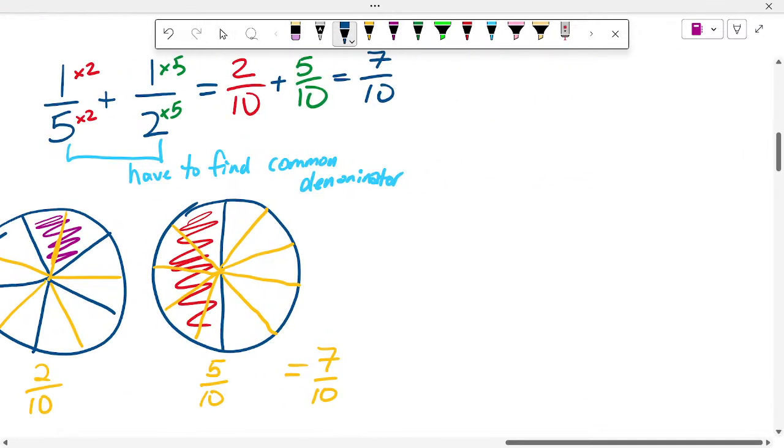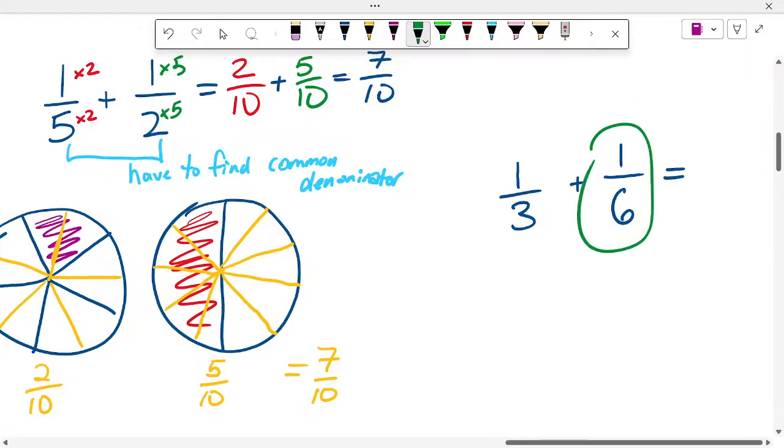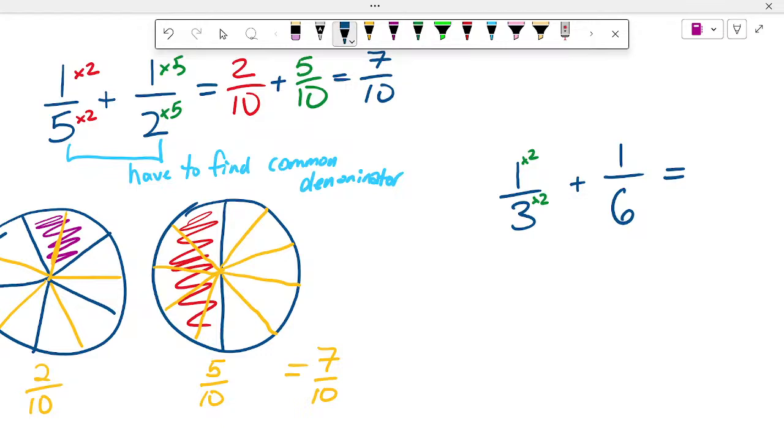For example, you don't have to write this, but you could. What if we had 1/3 plus 1/6? Could I, if I wanted to, multiply this by 6 on the top and the bottom and multiply this by 3 on the top and the bottom? Would that work? Yeah, but is there an easier way to get a common denominator here? I could leave this one alone, and what could I do with this one? Just multiply it by 2. So if you can eyeball a better way, do it a better way. Does that make sense?